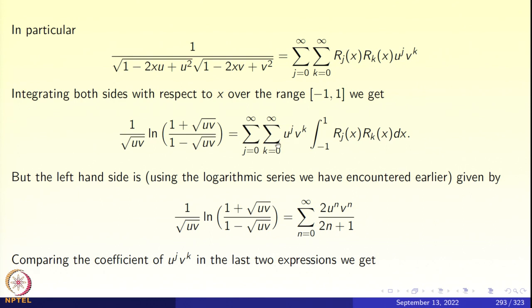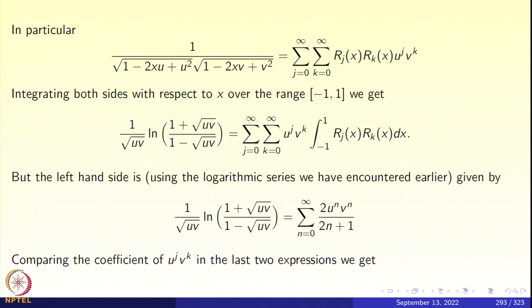On the right hand side, you're going to get a double summation u to the power j v to the power k times the integral from minus 1 to 1 of R_j(x) R_k(x) dx. Now you will ask, how can I take the integration under the summation sign? You want uniform convergence. Remember that term by term integration is perfectly fine if you know that the series converges uniformly. My u and v were restricted to be less than 0.4 in absolute value.